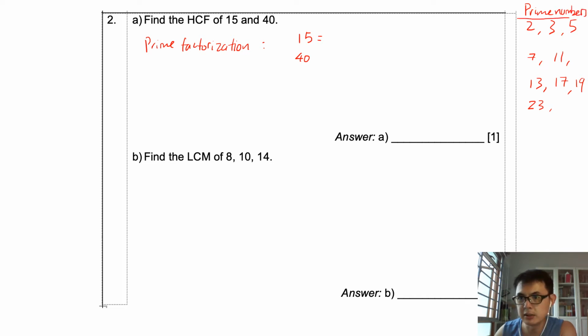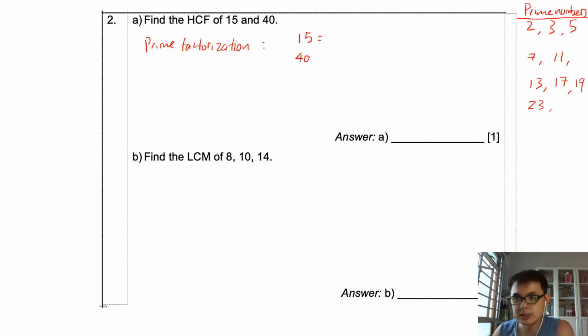These numbers cannot be broken down anymore. Like 2. There are no two numbers that multiply to become 2. Okay, 1 doesn't count. 1 times 2 equals 2, but that doesn't count. 3 also cannot. 5, you also cannot find any two numbers that multiply to become 5.